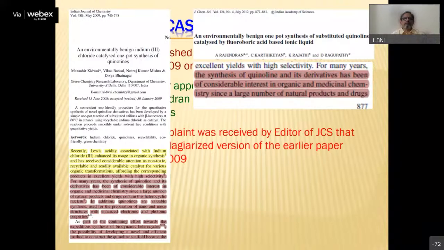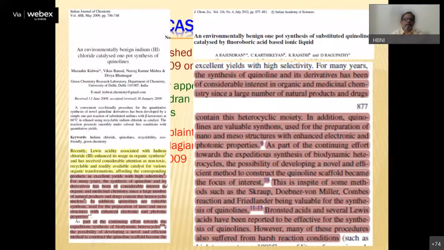Now you can see the similarities here. For example, "excellent yields with high selectivity. For many years, the synthesis of phenolene and its derivatives has been of considerable interest." The same appears in the second paper. And then it goes on. Then you can see, "as part of the continuing effort towards the expeditious synthesis of biodynamic heterocycles, the possibilities of developing a novel, efficient method", exactly the same, word to word.